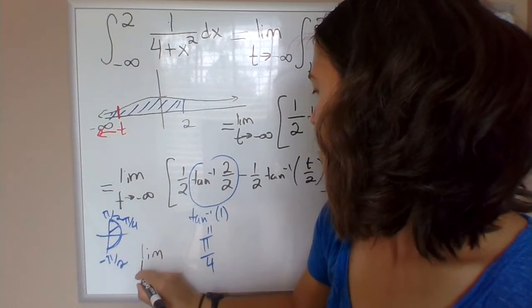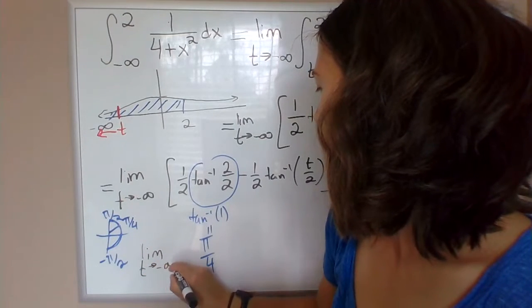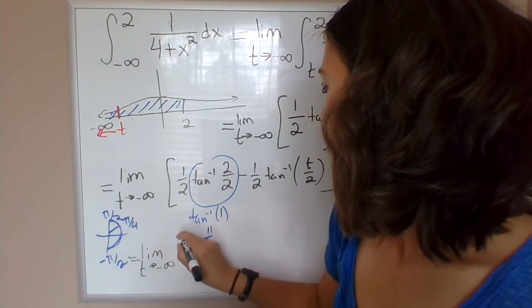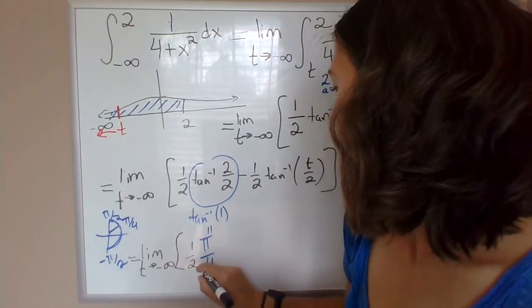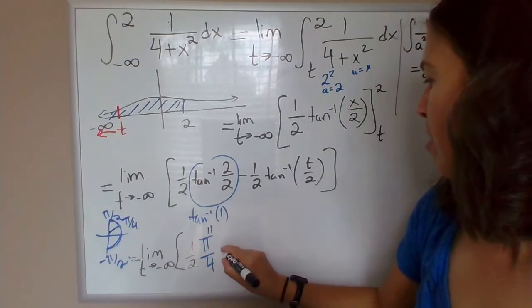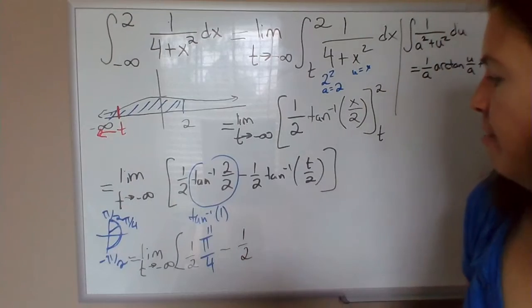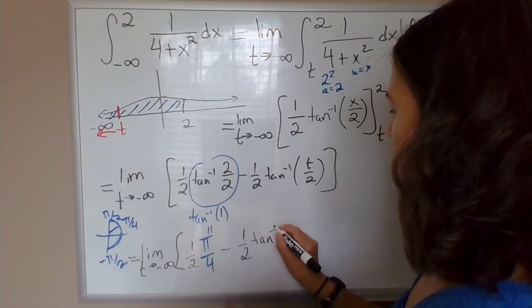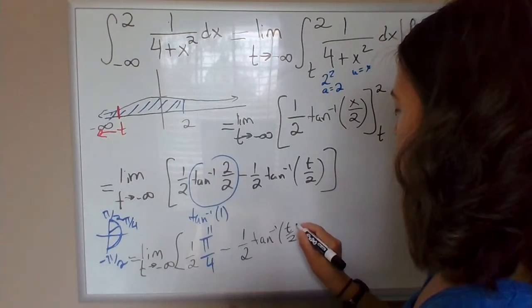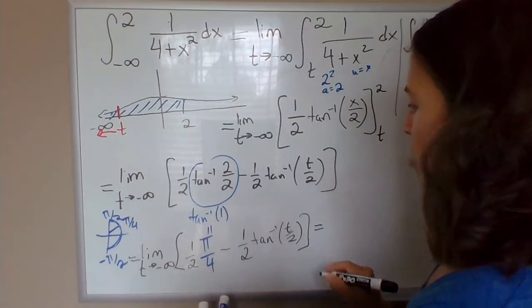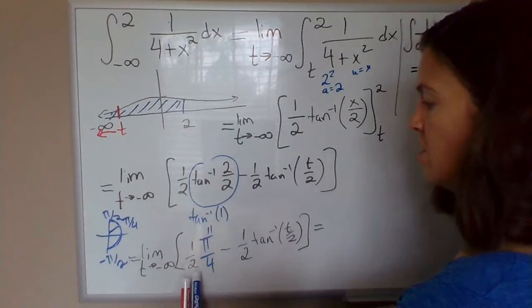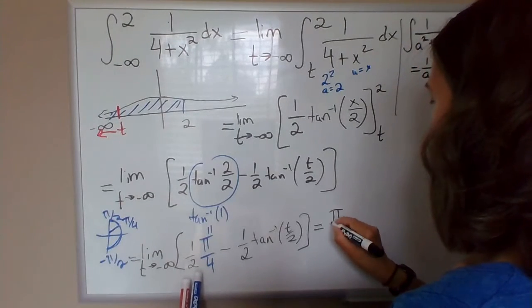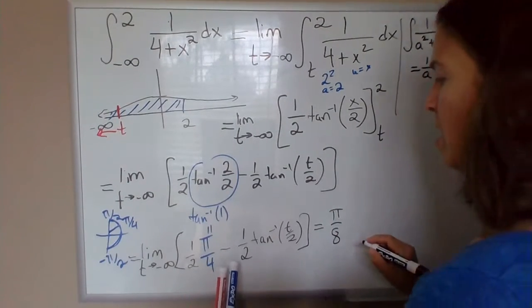Okay, so I've got limit as t approaches negative infinity of 1/2 times pi over 4 minus 1/2 inverse tangent of t over 2. I could have made this happen a little faster, but oh well. So this now is just a constant, pi over 8. So let me just put that in front here.